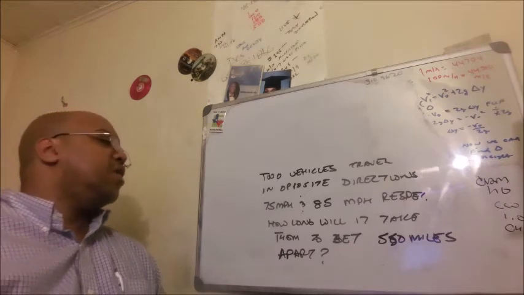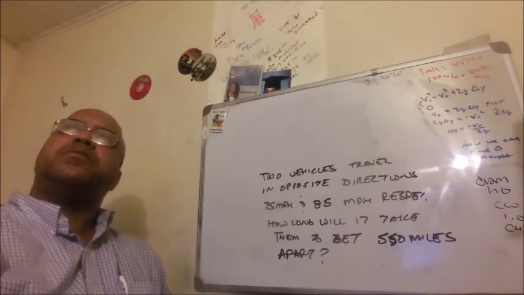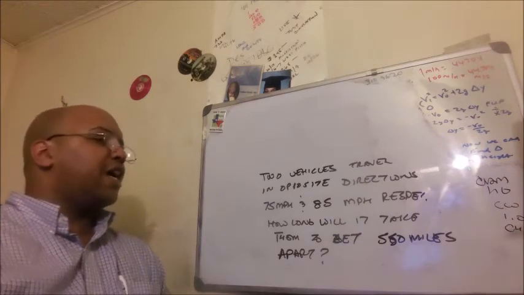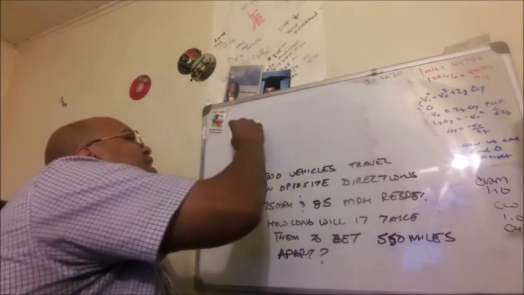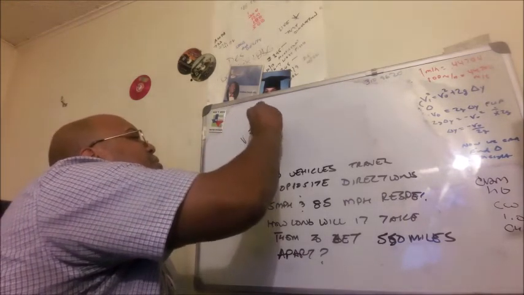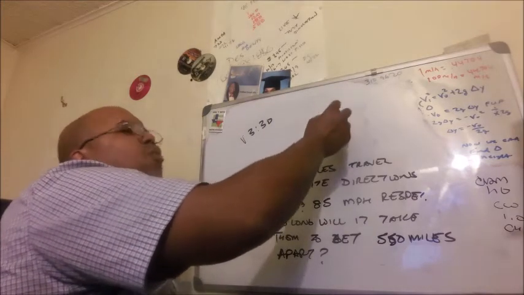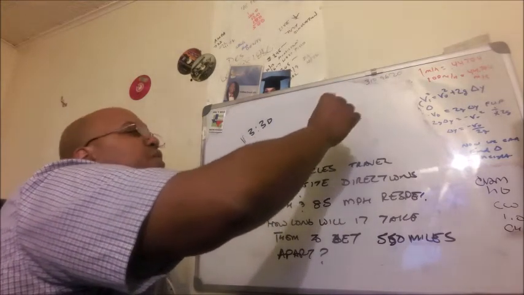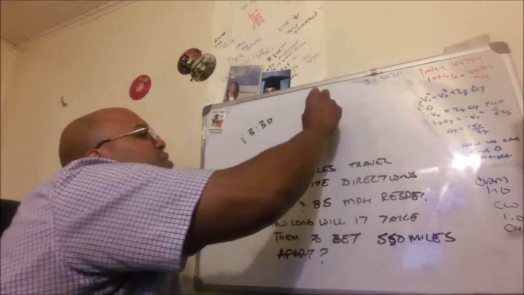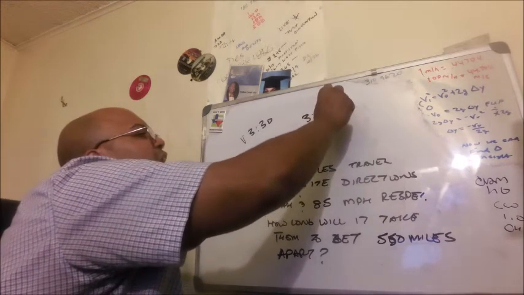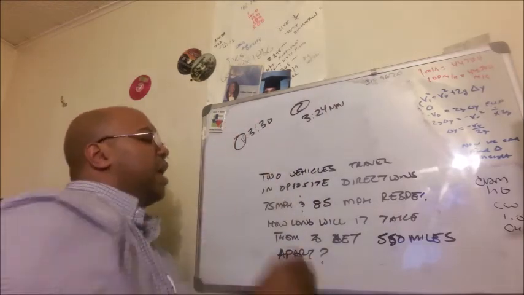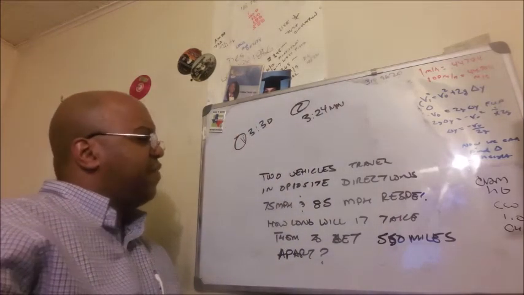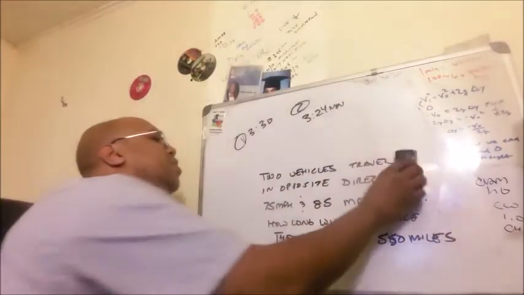You have an answer? 3.5 hours? What do you have, Chase? I got 3.43. Okay, you got 3.5. So Vanessa has 3 hours, 30 minutes, and then you got 3.43, which is roughly 3 hours, 24 minutes. Would that be right, Chase? Yes. Okay.